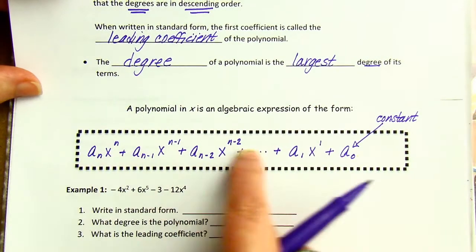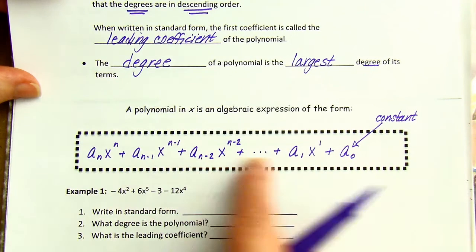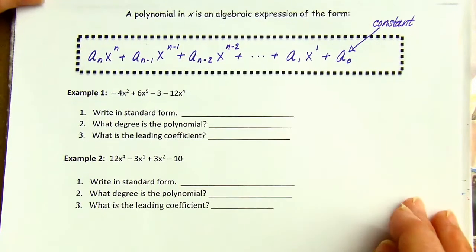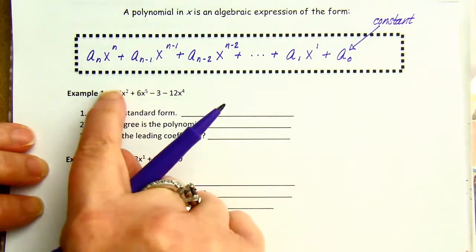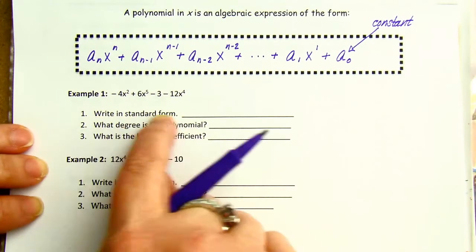Now, will I ask you to write this out on a test or a quiz? No, but you should be familiar with what this means when you look at it. Example 1, they give us a polynomial, and they ask us to write it in standard form.